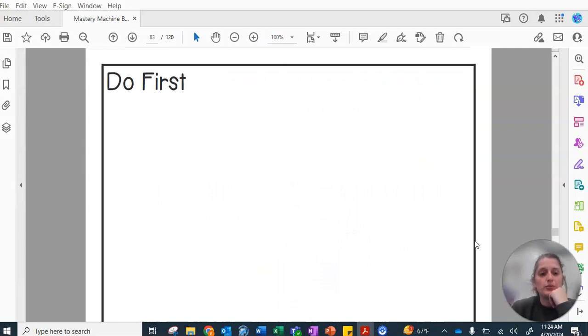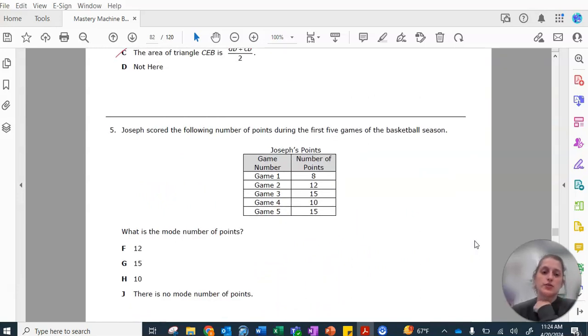Number 5, which I guess is our last one. Joseph scored the following number of points during the first 5 games of the basketball season. What is the mode? Mode, the most. Which number appears the most? And now you're done with your homework.